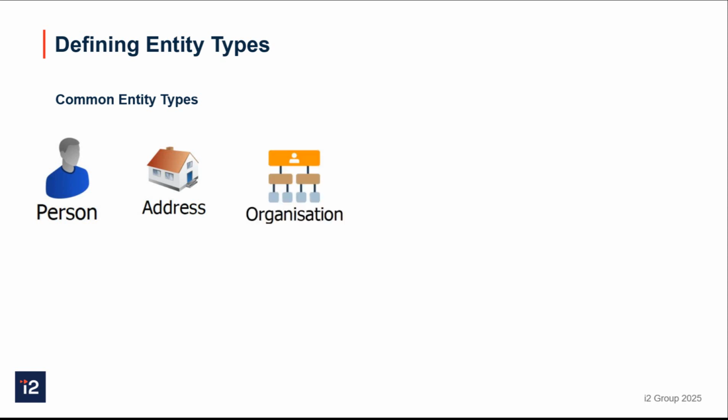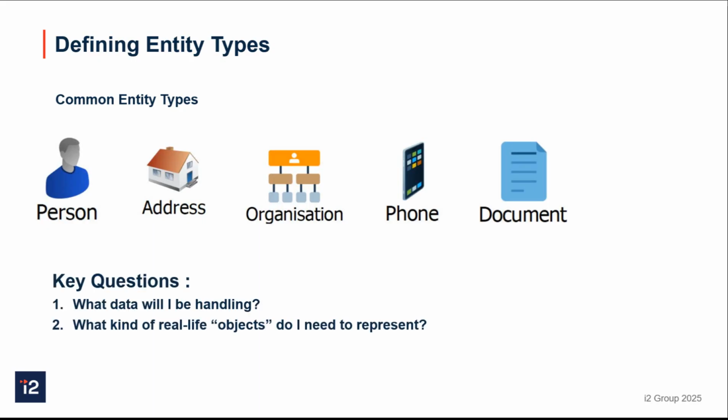Defining entity types. The first step in structuring your database is identifying the entity types you will need. Most iBase databases will include at least the following common types: person, addresses, organizations, phones, and documents. But most of the time, those entity types will not be enough. So you must ask those key questions. What data will I be handling? And what kind of real-life objects do I need to represent?